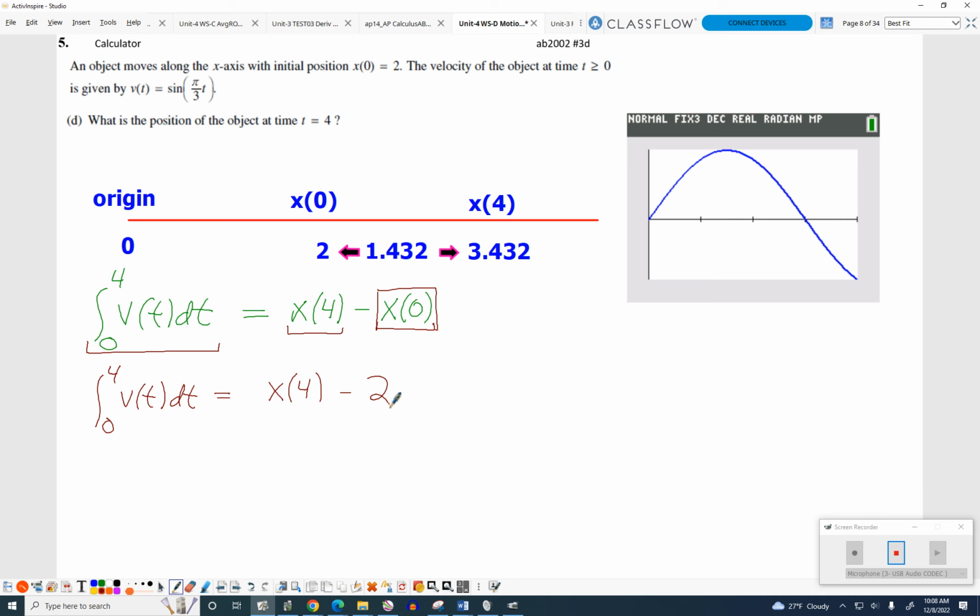Let's go to Maddie. Does it appear we have any way to find either of these, the value of this integral or the value of x of 4? Perfect, because we have a calculator and we have the formula for velocity. So if I type that in my calculator, cheating a little bit here, I'm going to get this number, 1.432. Just keep using my equal sign. Questions?